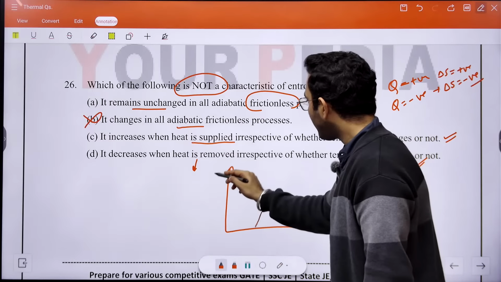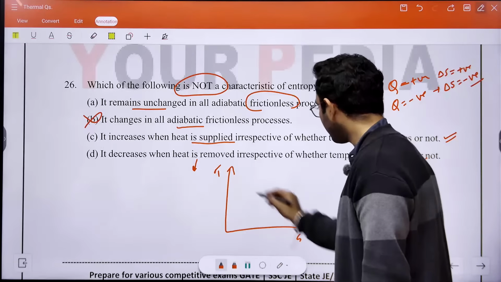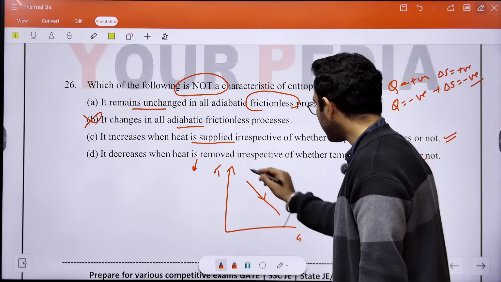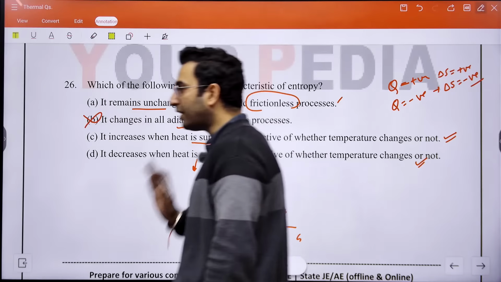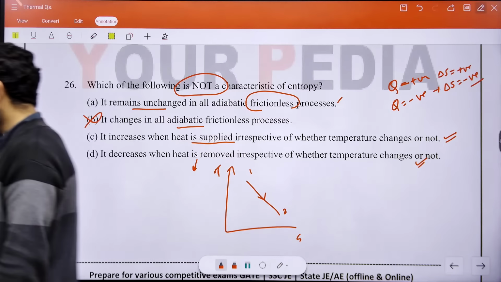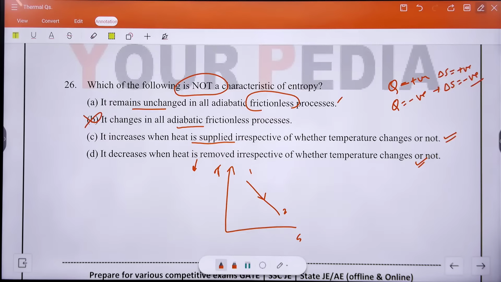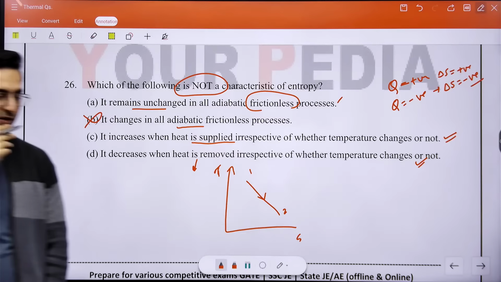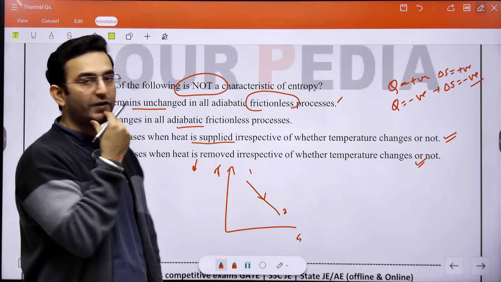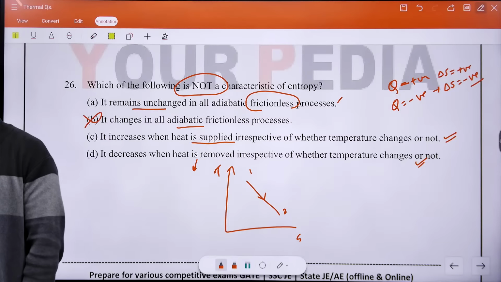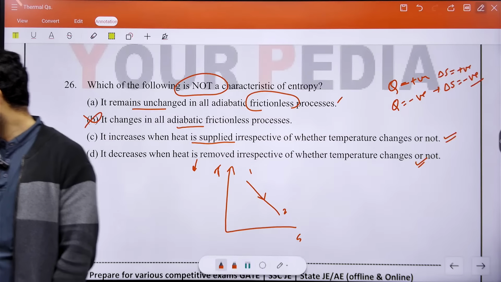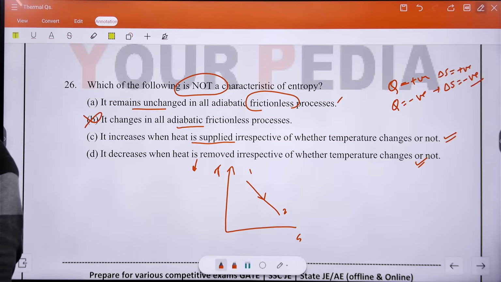Let us suppose you are having a process like this one, 1 to 2. Now tell me, is it a heat addition process or a heat rejection process? Just tell me the answer. 1 to 2, what can be the answer here? Heat addition or rejection? Heat rejection? All the answers are wrong here.